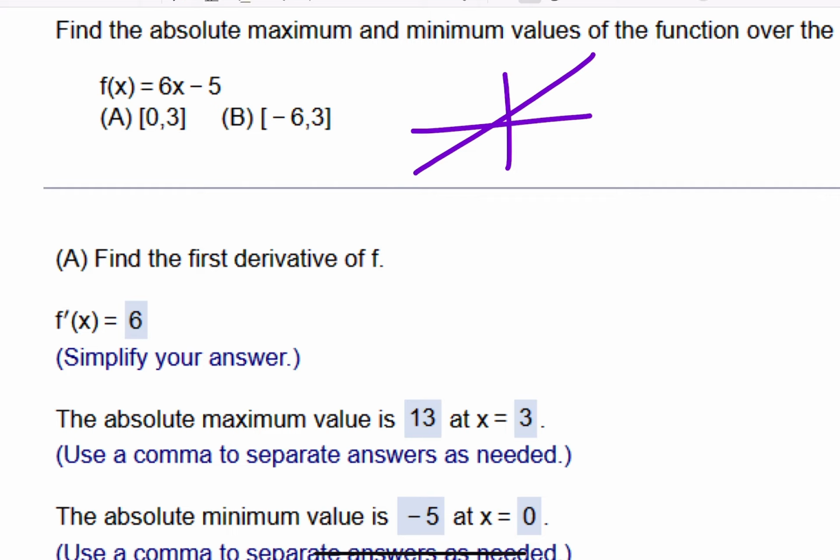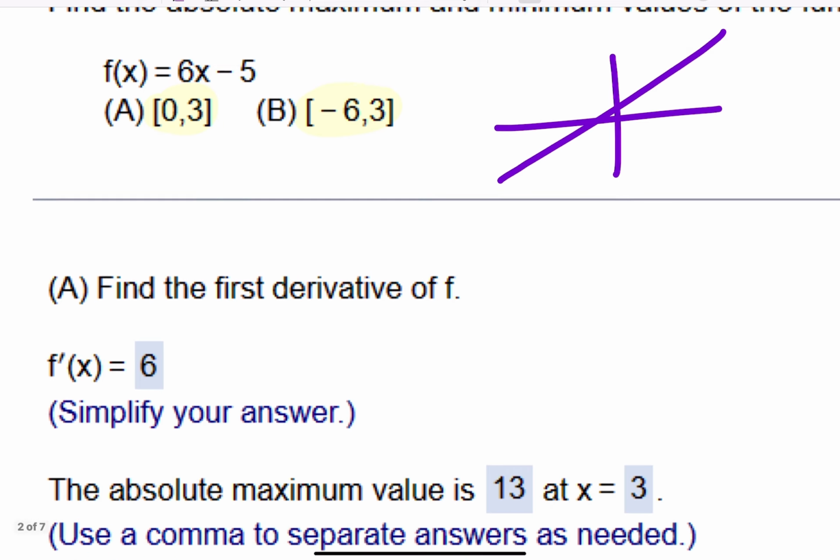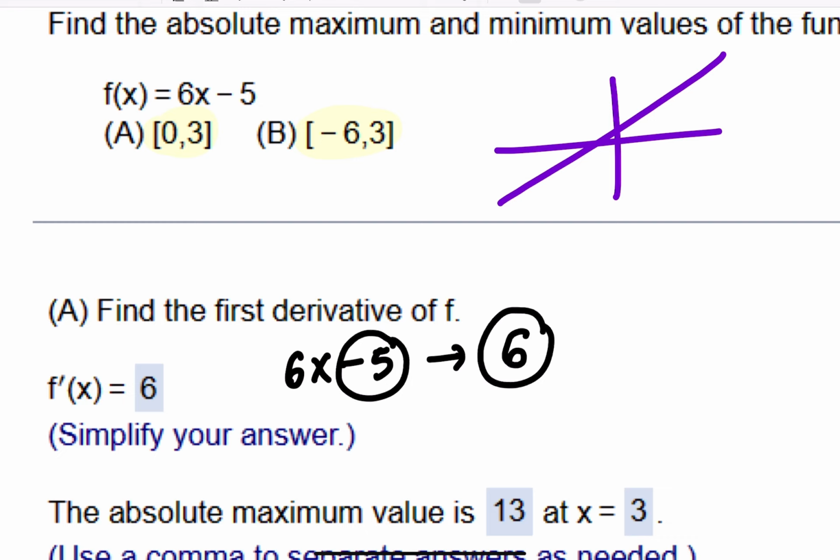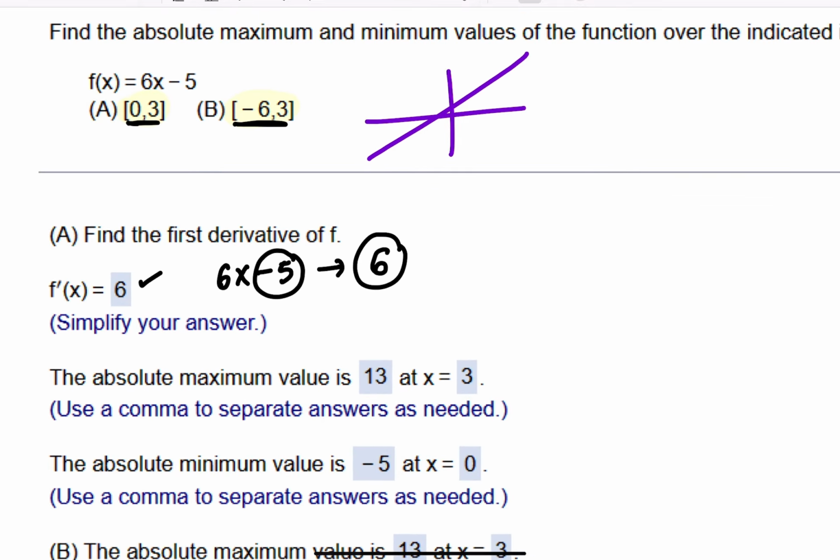But here they told me to find the absolute maximum and minimum in this interval A and this interval B. So first, they asked me to find the first derivative. Of course, I have 6x minus 5. The first derivative is, derivative of 5 is 0, derivative of 6x is 6. And that's what we have. Now they're asking us to find the absolute maximum and minimum in this interval and in this interval. So let's start with A, 0 to 3.